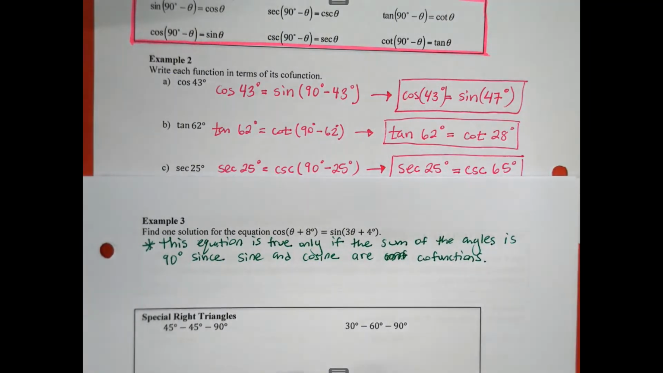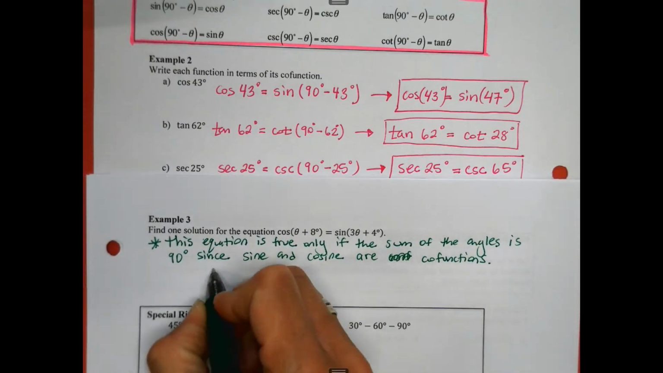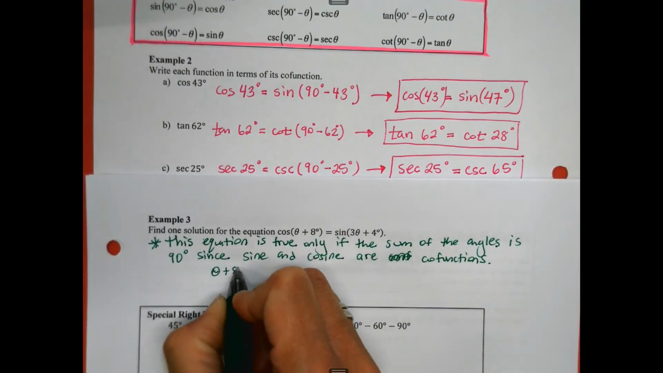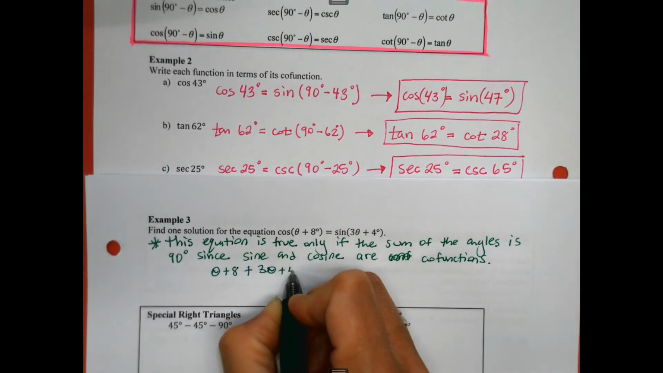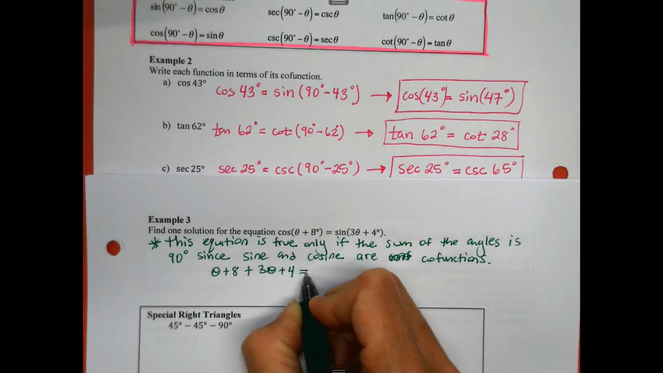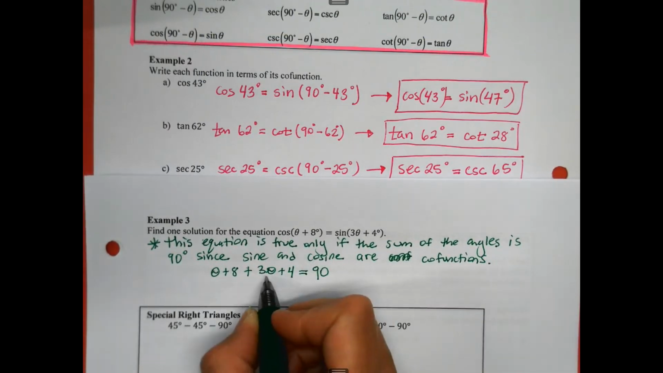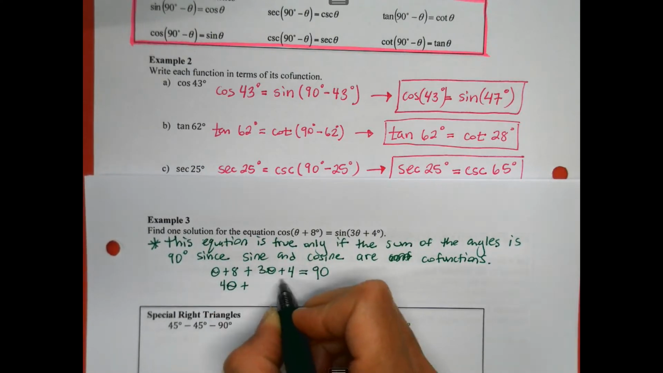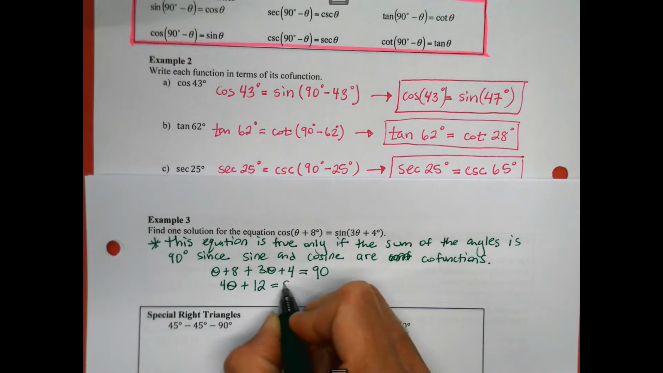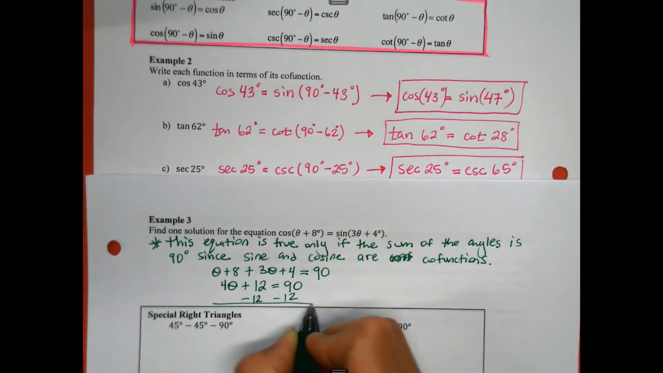So all we have to do is take our angles, add them together, and set them equal to 90. We have theta plus 8 plus 3 theta plus 4 is equal to 90. We combine our like terms. 3 theta and theta gives us 4 theta. 8 and 4 gives us 12. I'm going to subtract 12 from both sides.